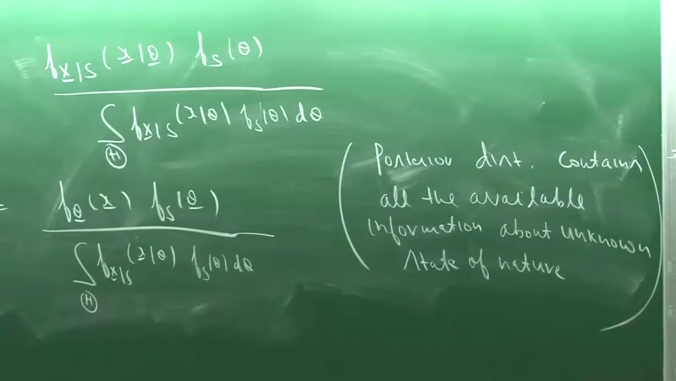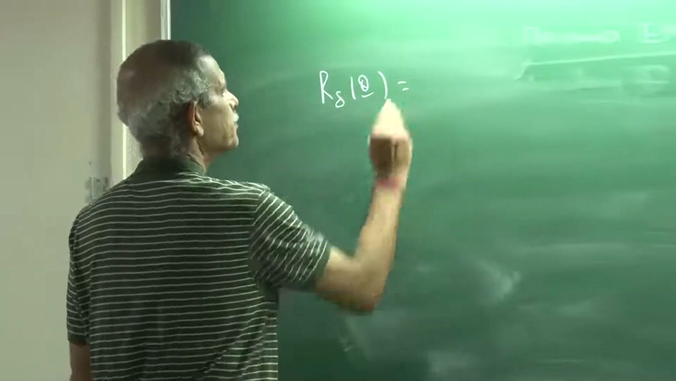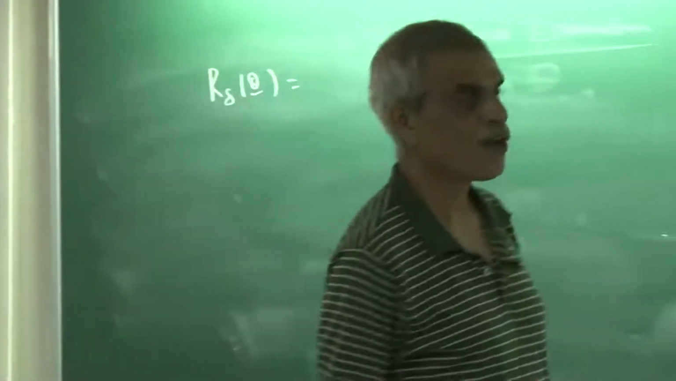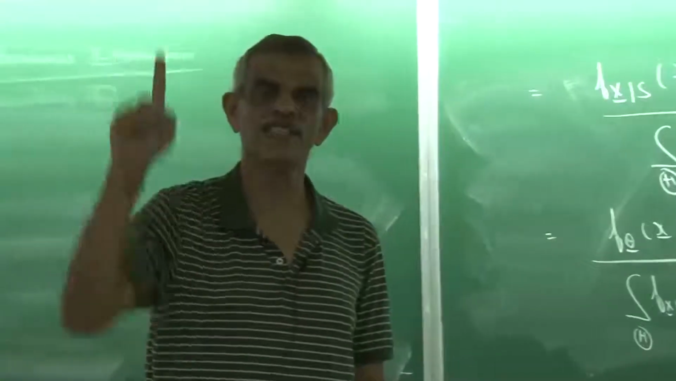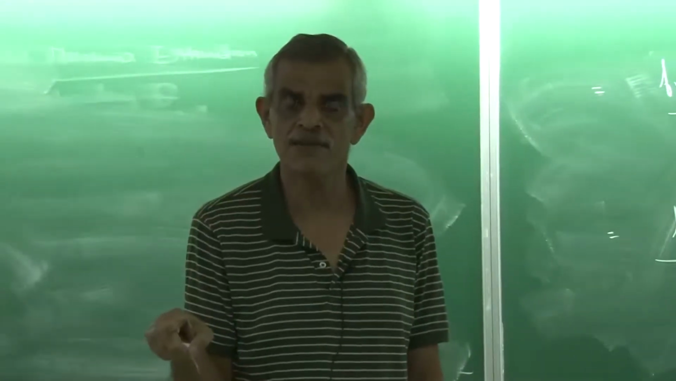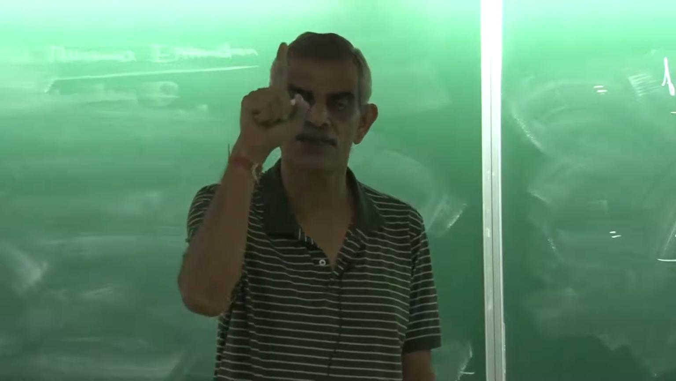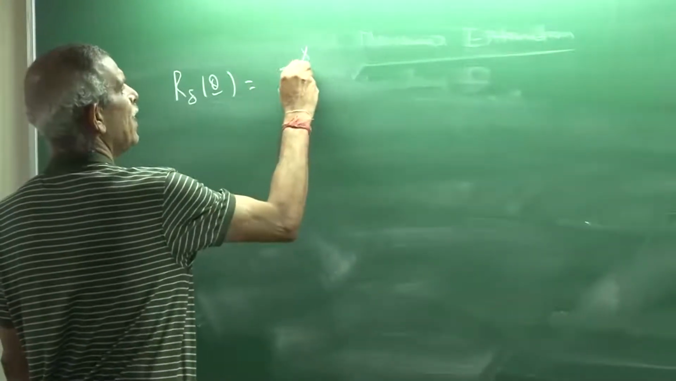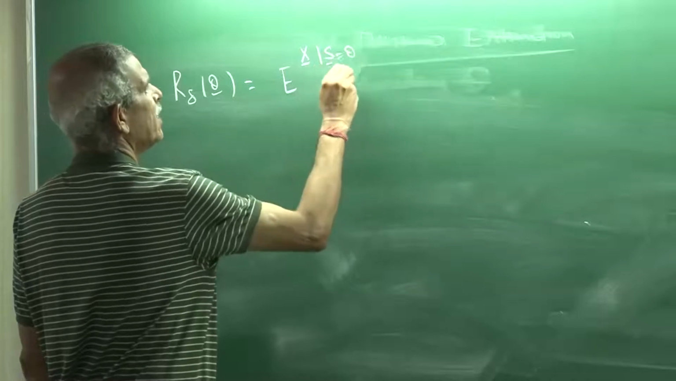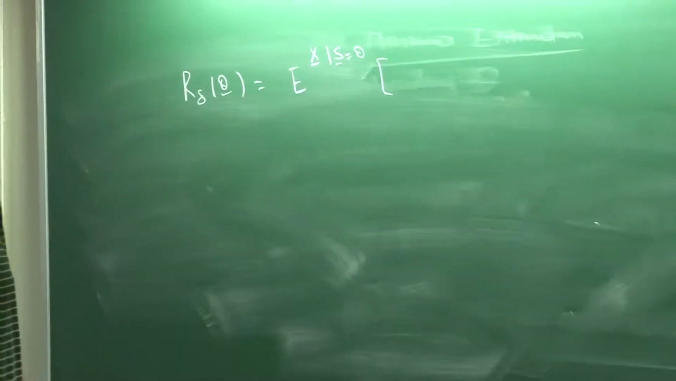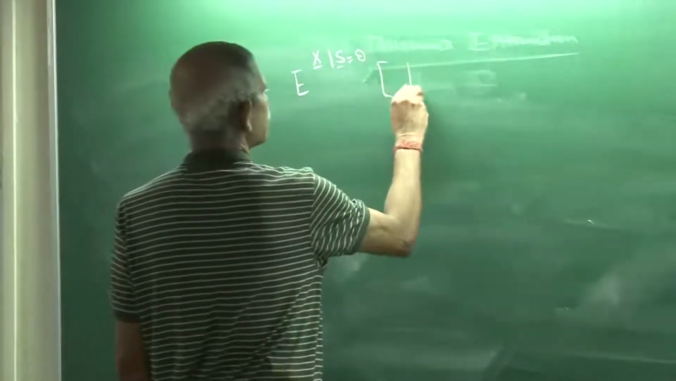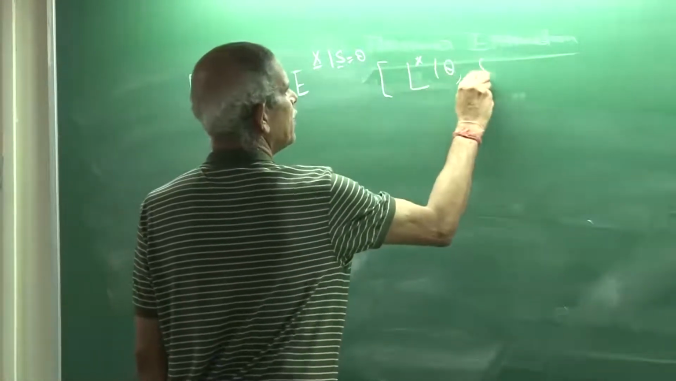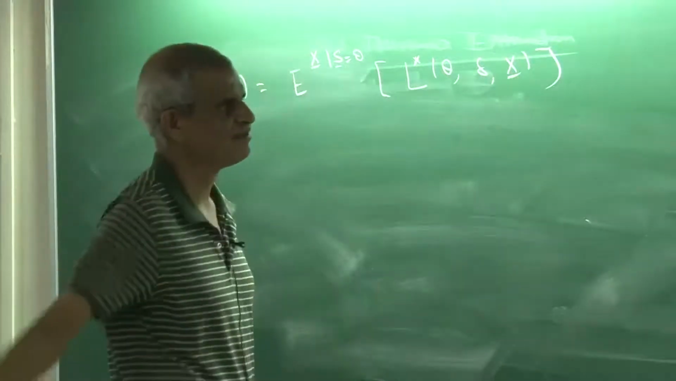All right. I can talk about R delta theta. R delta theta is where I am taking the average with respect to the distribution of X given theta. But now theta here is a random variable. So it is not a distribution of X given theta, it is the conditional distribution of X given S equal to theta. So this is the same as the expected value over X given S equal to theta of L star theta delta x. So two randomizations.